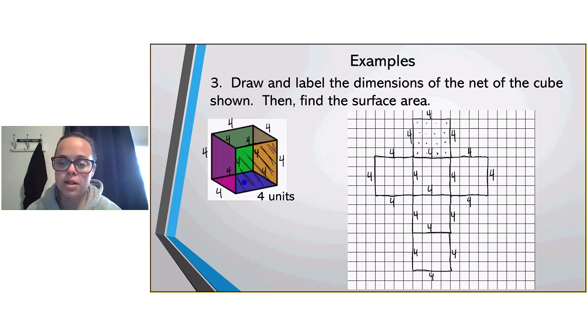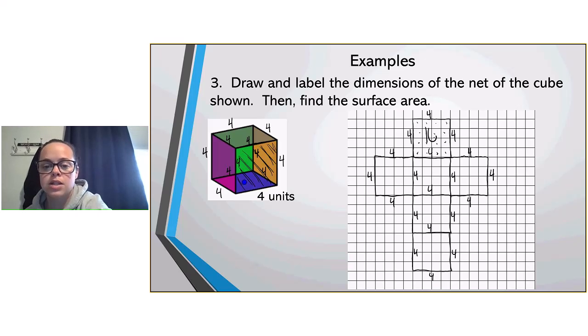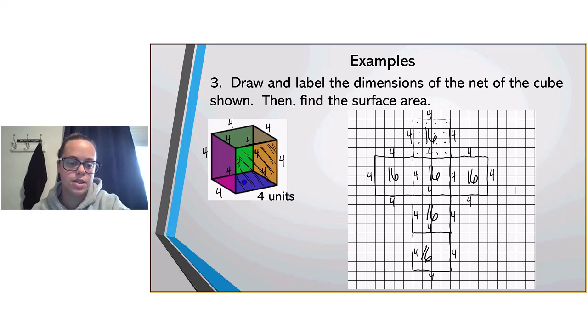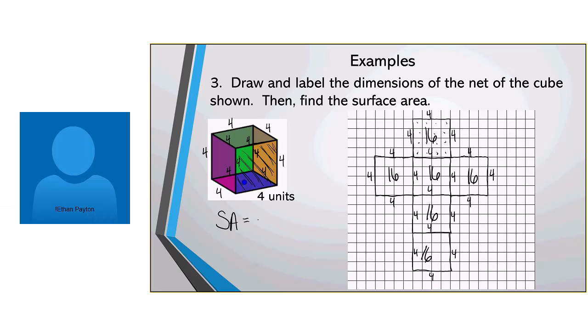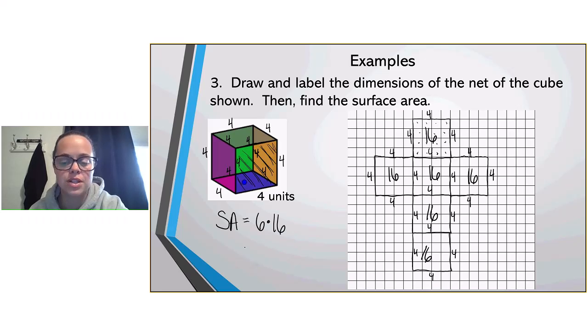They're all 4 by 4s. That means they're all going to have an area of 16. So this is 16, 16, 16, 16, 16, and 16. I could add all those 16s up, or even simpler. Yeah, how did you get that? I just did 16 times 6. Yeah, there we go. So you do 6 times 16 because, again, there are 6 faces and they're all identical.